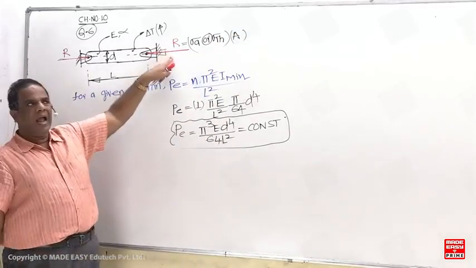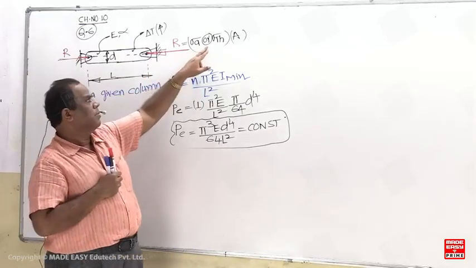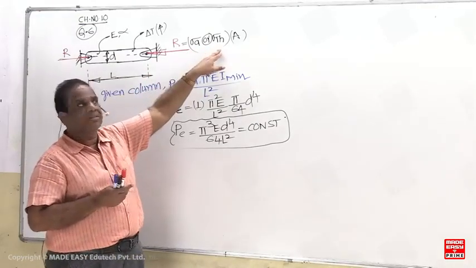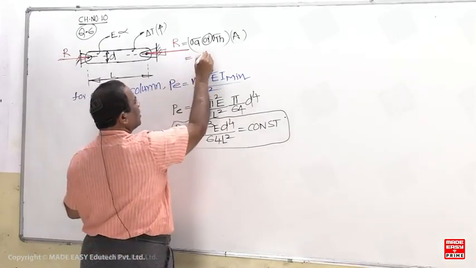This is nothing but axial load. Axial load is given by axial stress multiplied by area. But the axial stress here is a thermal stress. Since the column is completely restricted, what is the thermal stress expression now?